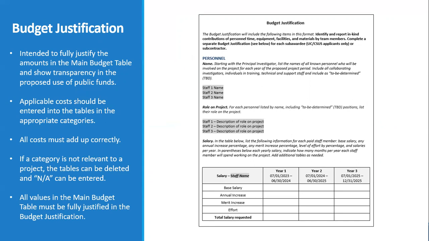The applicable costs should be entered into the tables in the appropriate categories and must add up correctly. If a category is not relevant to the project, the tables can be deleted to save some page space. And we'll give an example of that at the end to demonstrate what that might look like. And all values in the main budget table must be fully justified in the budget justification. And I'll give essentially a line by line explanation of what that means for each of these categories.